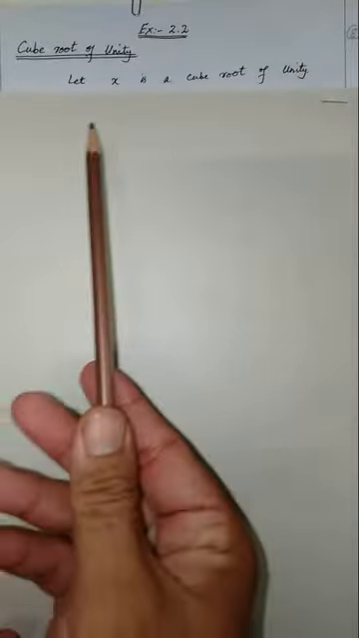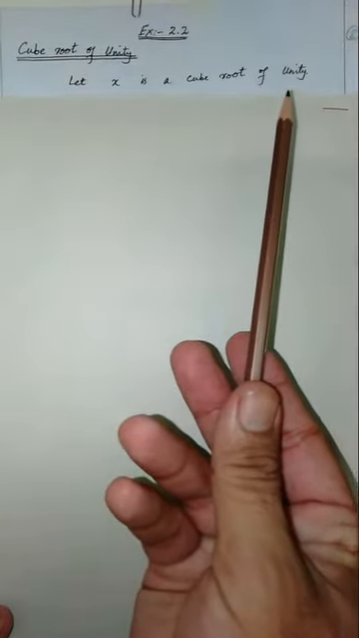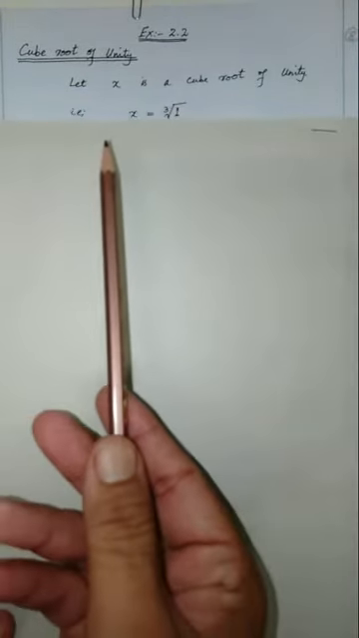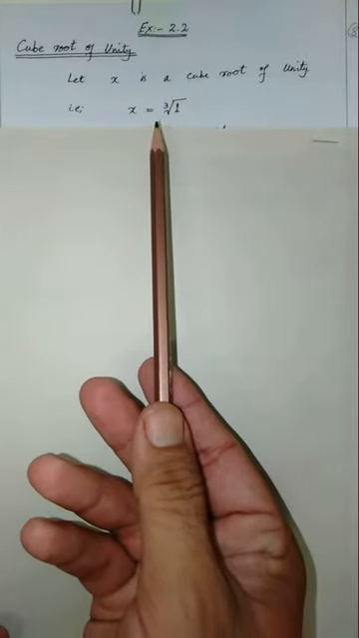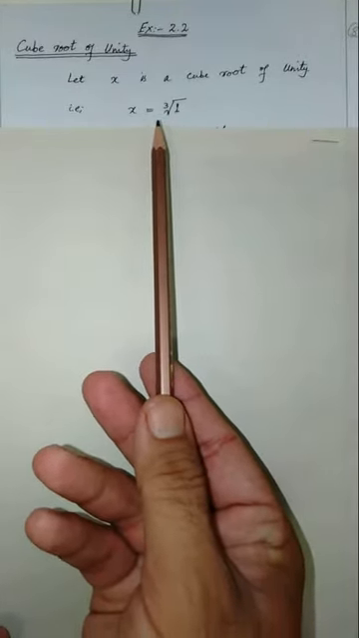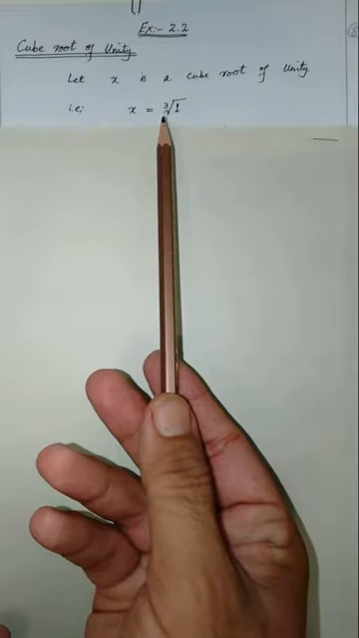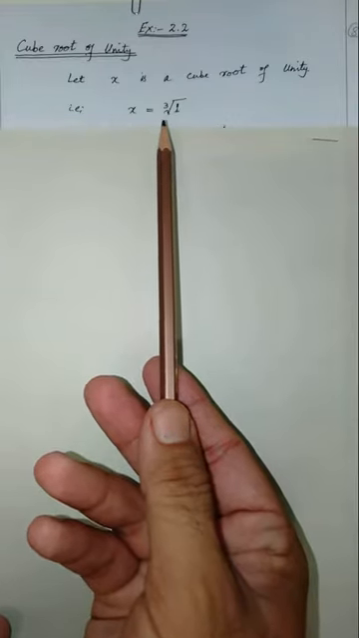Dear student, today we start cube root of unity. Unity means 1. Let x be a cube root of unity, that is x is equal to the cube root of 1, the radical sign with index 3. This index 3 represents cube.